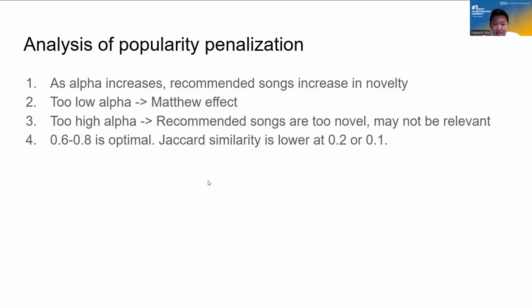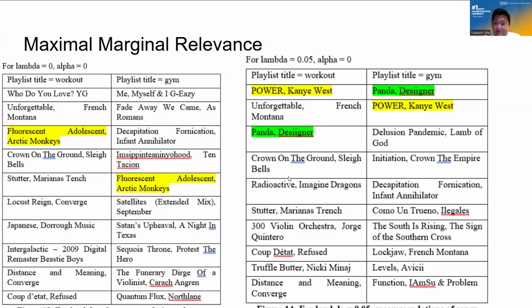We can see that as alpha increases, the recommended songs increase in novelty. Too low of an alpha results in a Matthew effect, but too high of an alpha makes the recommended songs too novel. So it's a balance between novelty and the Matthew effect. We felt that 0.6 to 0.8 is optimal, so that the Jaccard similarity is lower at 0.2 or 0.1 without compromising the relevance of the recommendation.